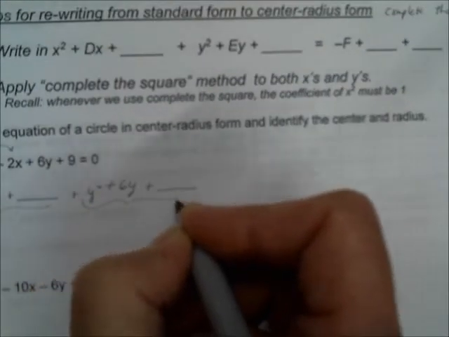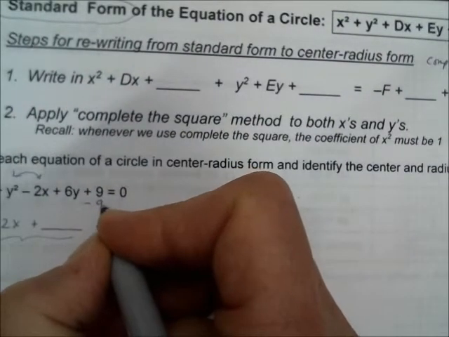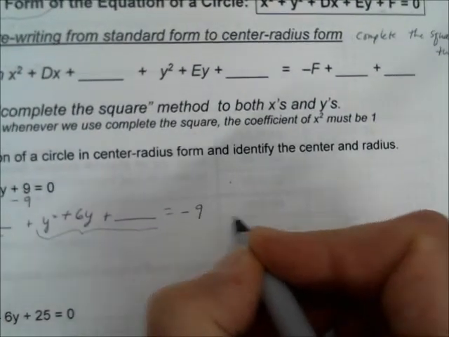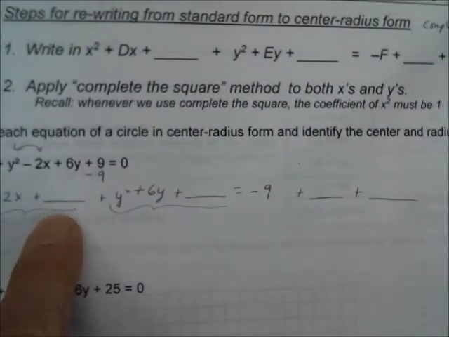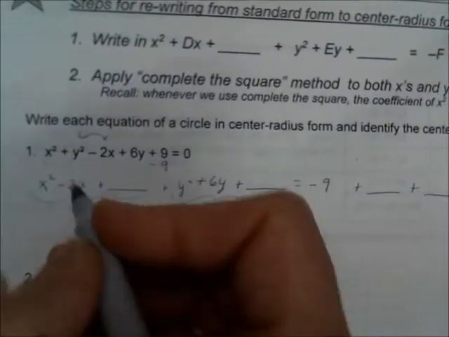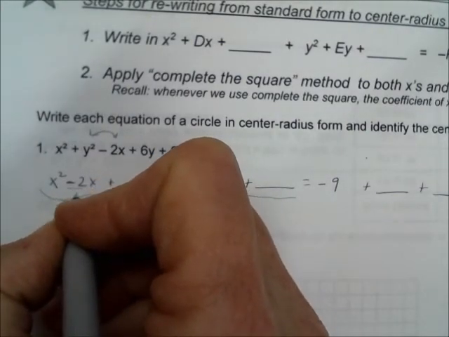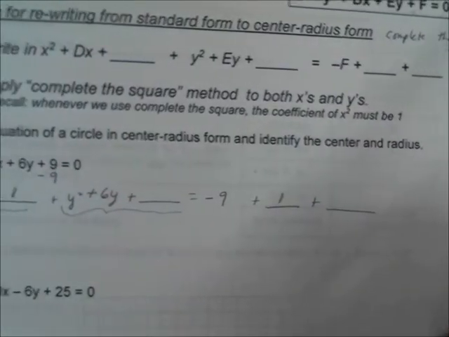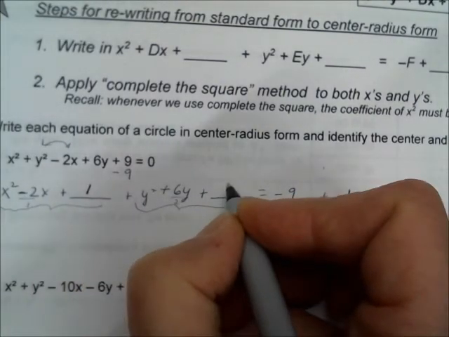So you're going to be completing the square here with the x's. You're going to be completing the square here with the y's. And then you have to subtract 9 from each side. Remember, it's subtract 9. Whatever this is, you do the opposite. So it's negative 9 plus blank plus blank. Whatever we add to the left, we have to add to the right. So to do the complete the square, we take half of b. Half of 2 is 1, and 1 squared is 1, so we're going to add 1 here and 1 here. Over here, we're going to take half of 6, which is 3. 3 squared is 9, so we're going to add 9 here and 9 here.